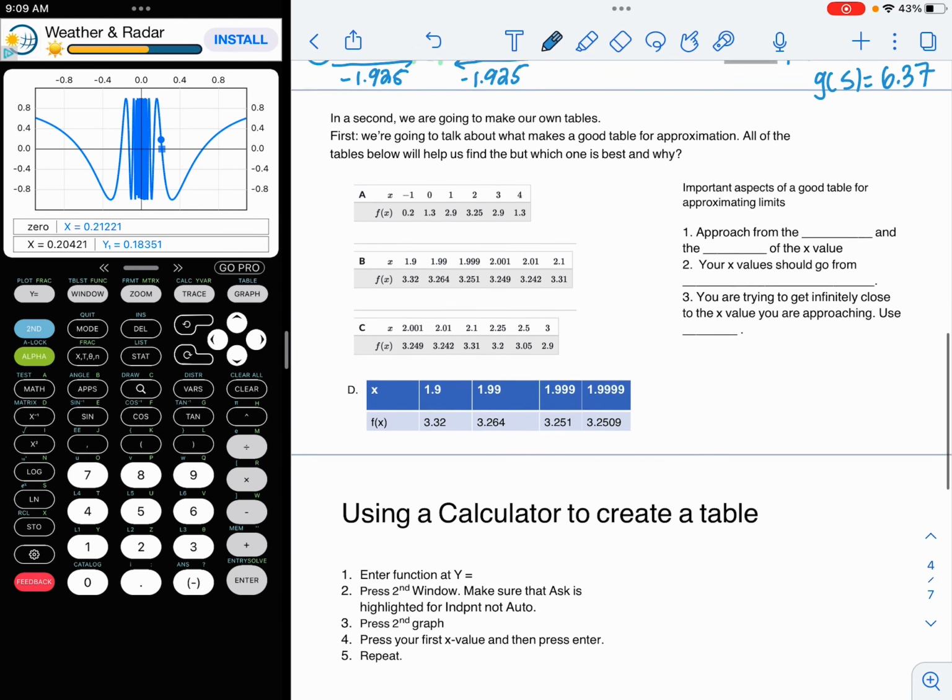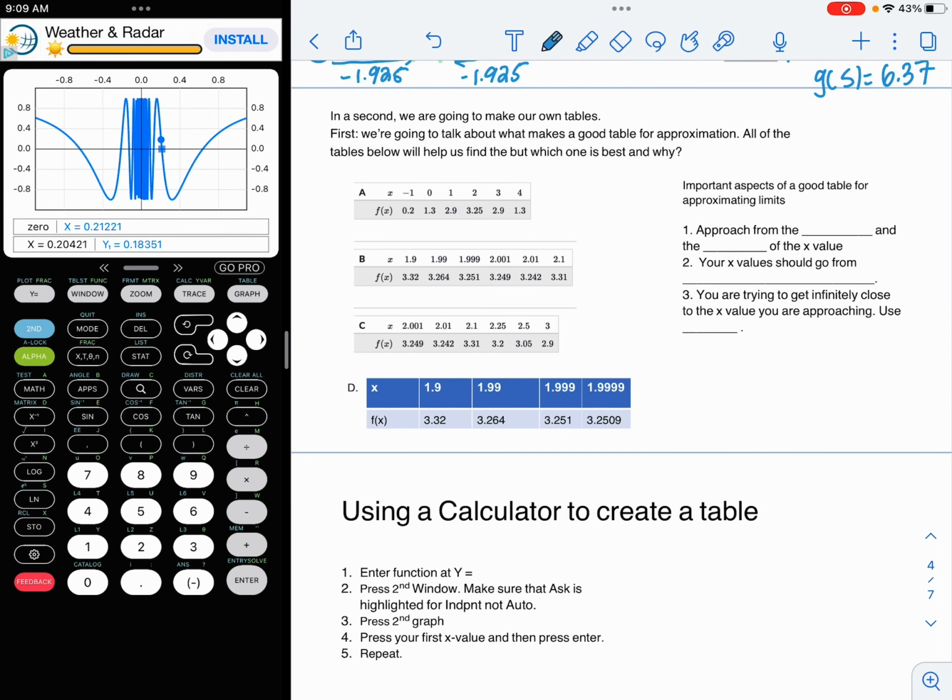Okay, we're going to make our own tables in a second, and that's why we still have our graph open. But first we want to talk about what makes a table good and what makes a table not good, because that's what we'll need when we actually create our tables. So all the tables below will help us find the limit, but one of them is best, and why? So let's start with A.